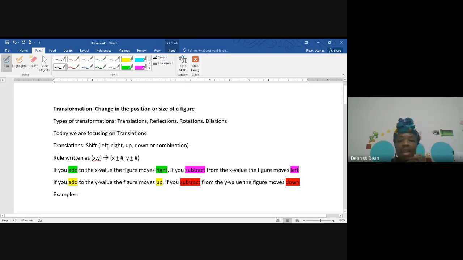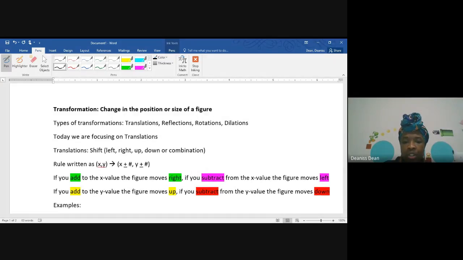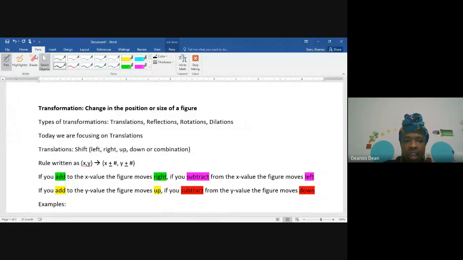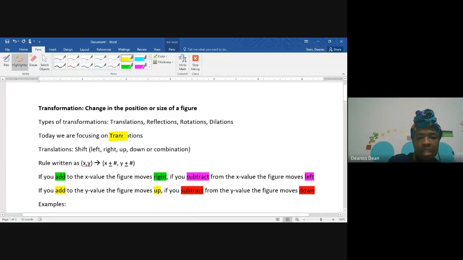Transformations. You should have talked about that at the end of 8th grade, I believe. A transformation just means a change in the size or shape of a figure. You have different types of transformations: translations, reflections, rotations, dilations. Today, just focusing on translations. This is the only one we're looking at today. It should be kind of a review.